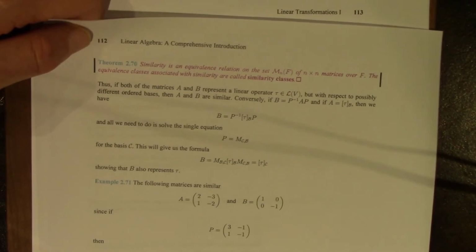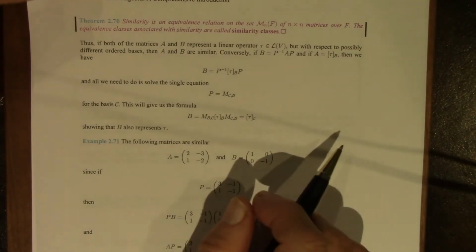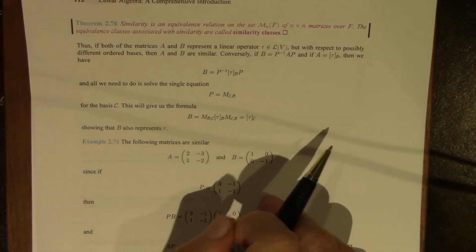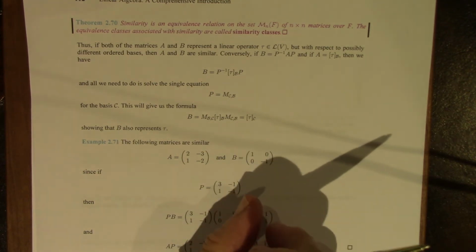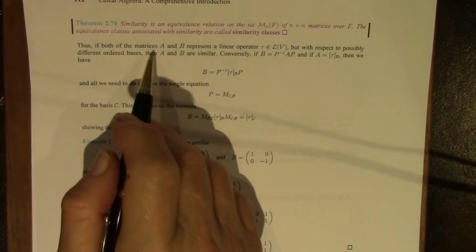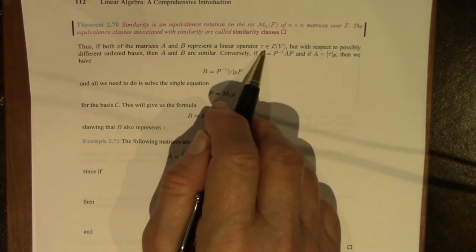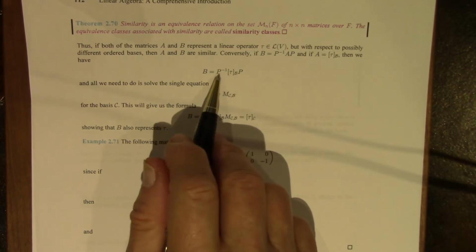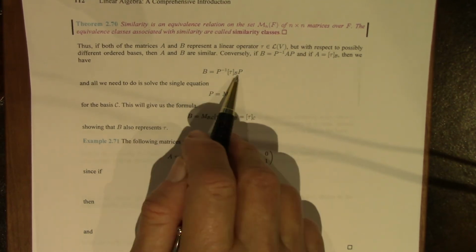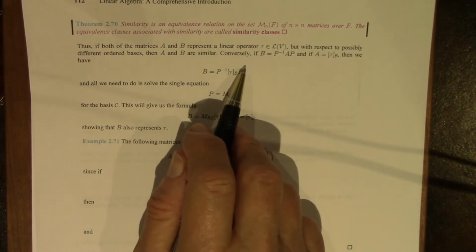Similarity is an equivalence relation, as we have seen, and the equivalence classes are referred to as similarity classes. So, if we have two matrices A and B that represent the same linear operator, then they are related by this equation, where P is the change of basis matrix, and so the matrices are similar.